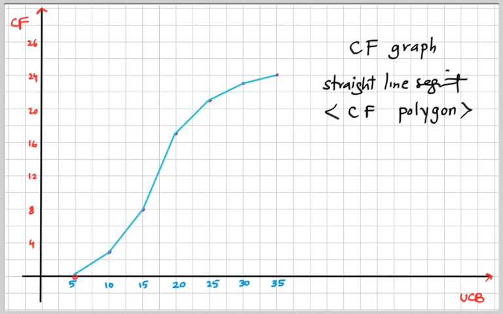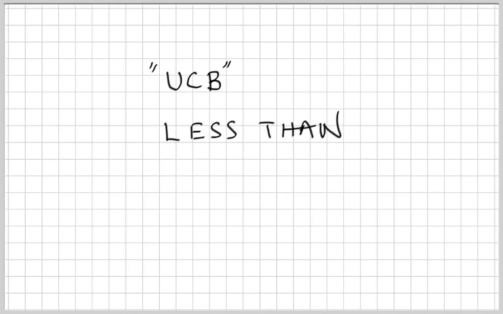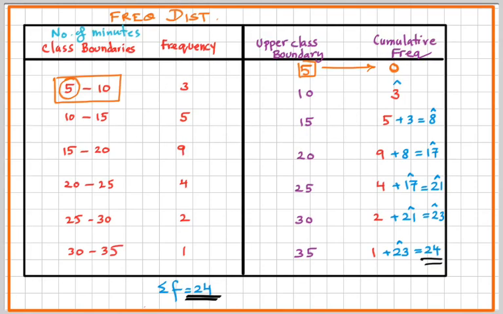Now, why have we used the upper class boundary? When we use upper class boundary, the keyword that we are using is less than. Read the table again. There are 3 people reaching the school in less than 10 minutes. There are 8 people reaching the school in less than 15 minutes. There are 17 people reaching the school in less than 20 minutes, and so on. So the keyword is less than because we are using the upper class boundary.